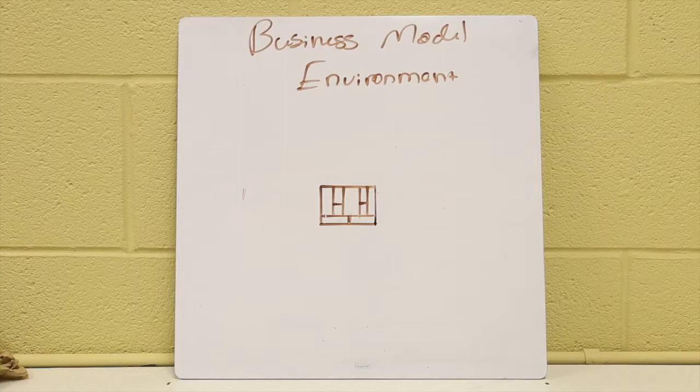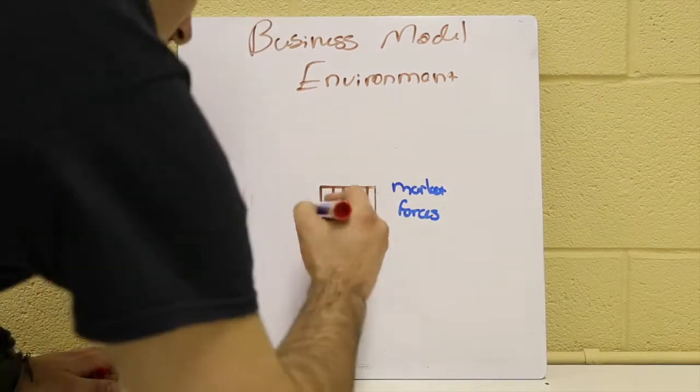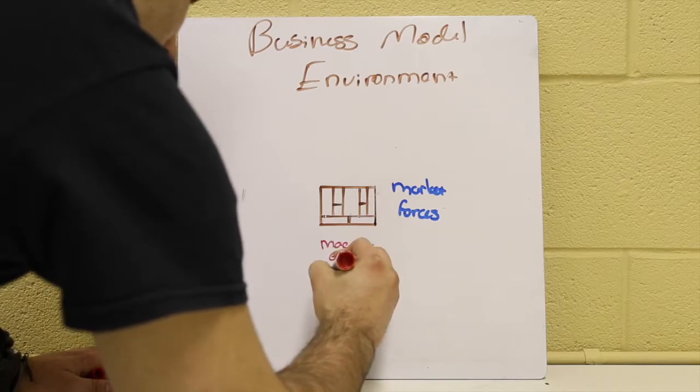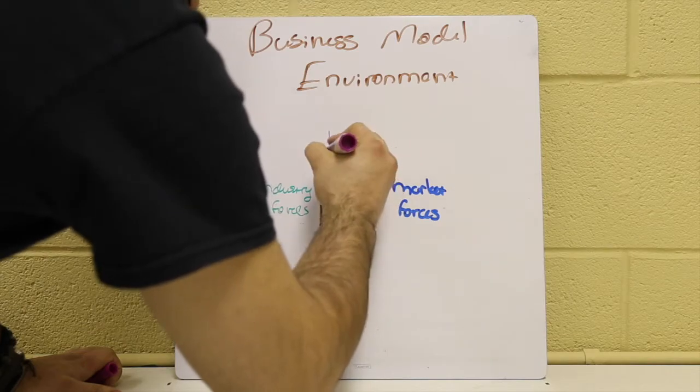The graph in the book that illustrates the 4 main types of environmental factors affecting the business model are the following. First is market forces. Second is macroeconomic forces. Third, industry forces. Fourth would be the trends in the market.